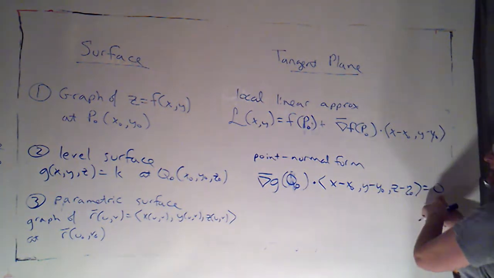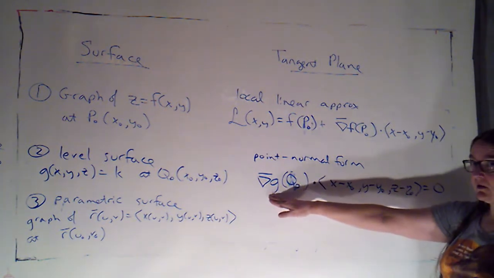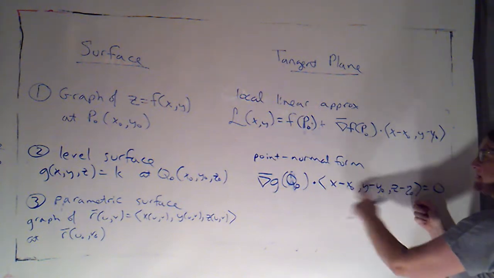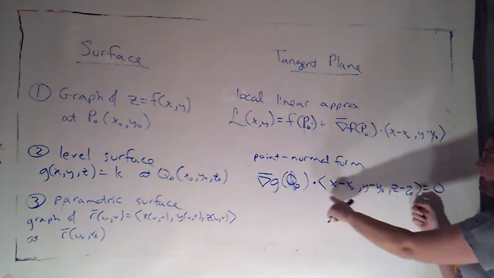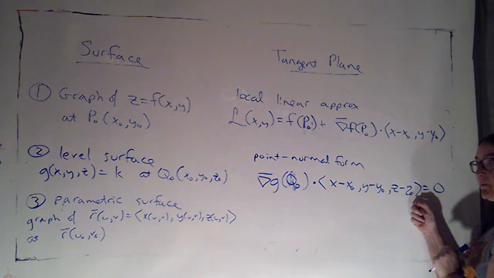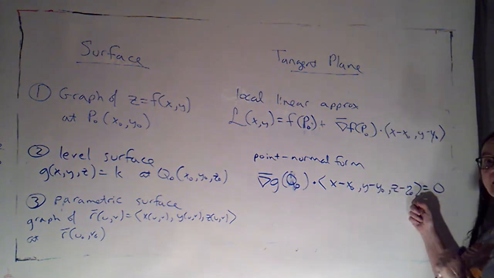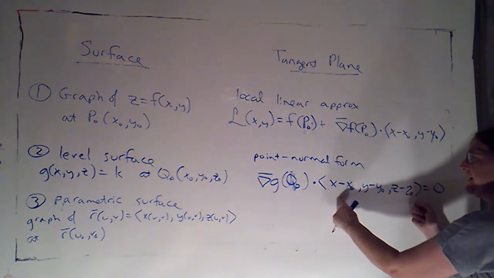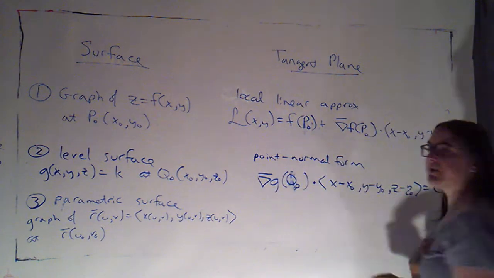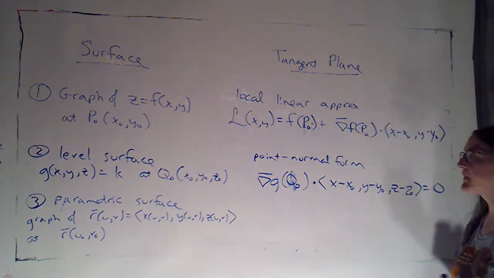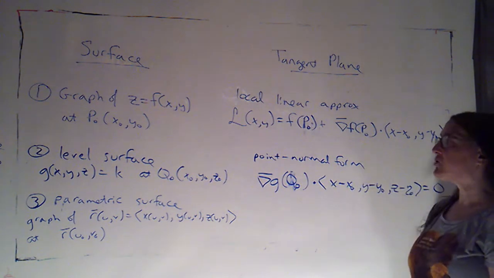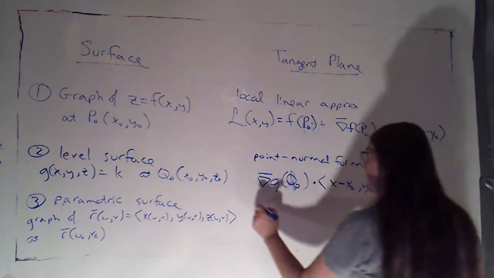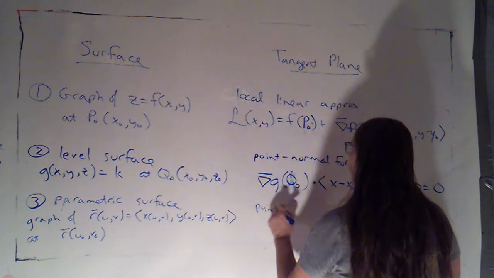And of course I'm getting 0, because if this is normal, then this is a vector I would form by connecting two points on the plane, the specific point q naught and an arbitrary point x, y, z. So this is parallel to the plane, therefore it's got to be orthogonal to the plane's normal. Okay. Now, with a parametric surface, we are also going to use point normal form.